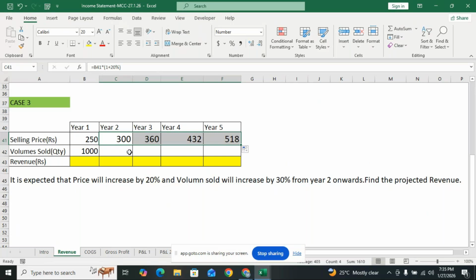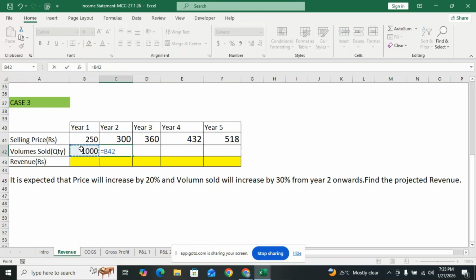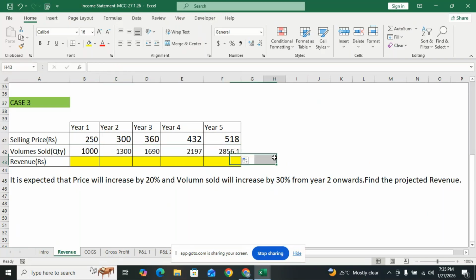The same way goes with the volume: equals to 1000 into 1 plus 30%, close the brackets, 1300. Same thing for the rest. And now you can just reduce this decimal.